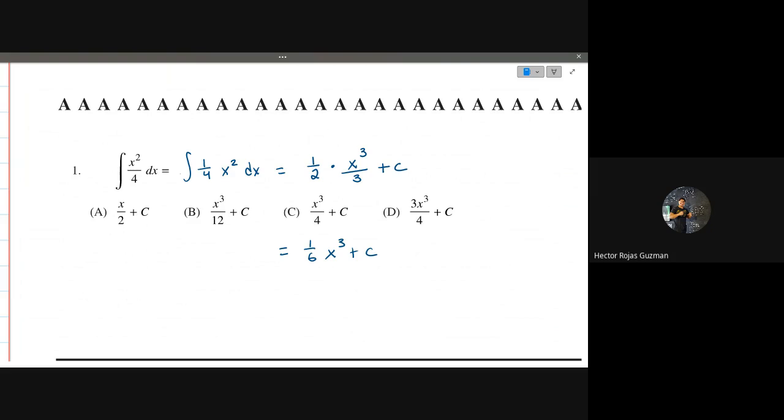Oh, silly me, there's a mistake. It was a 1/4 and I wrote a 1/2. No wonder I couldn't see the answer. It's 1 over 12 x to the power of 3 plus c. We got b.